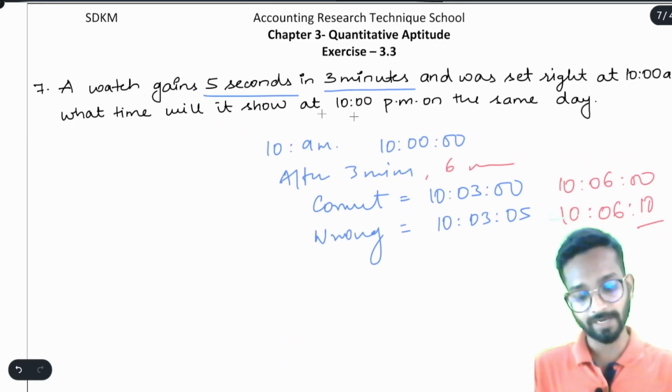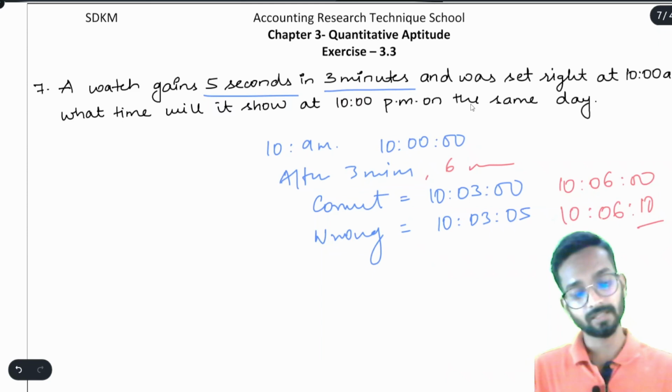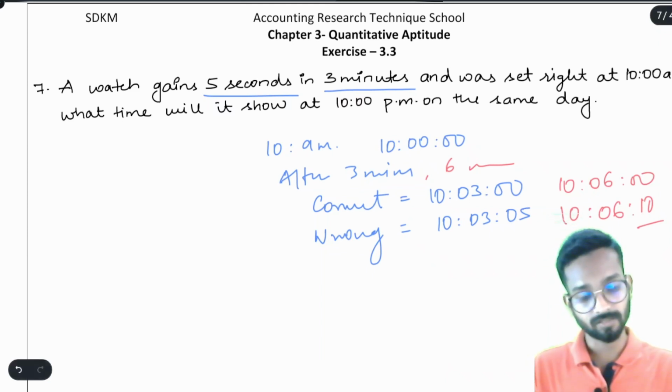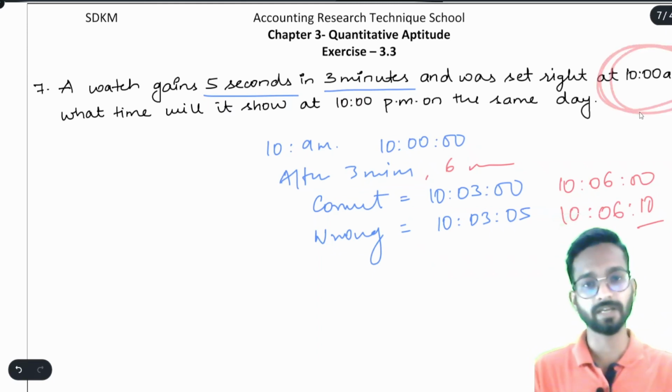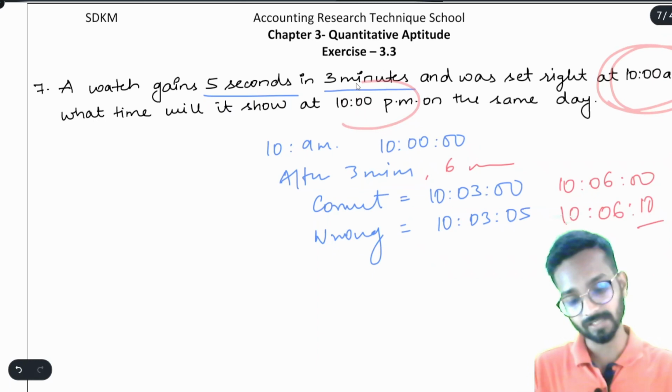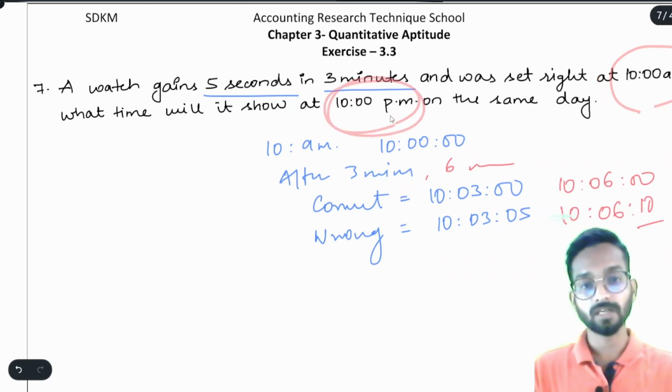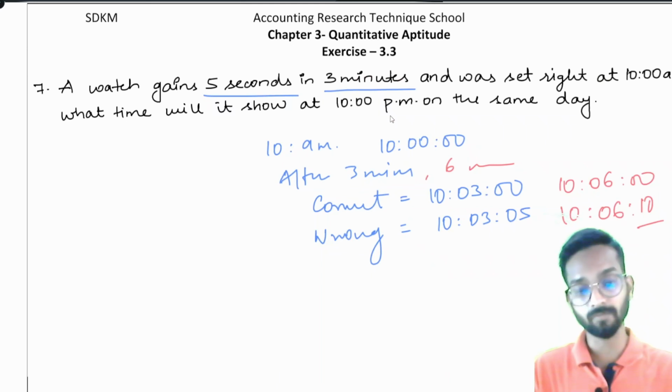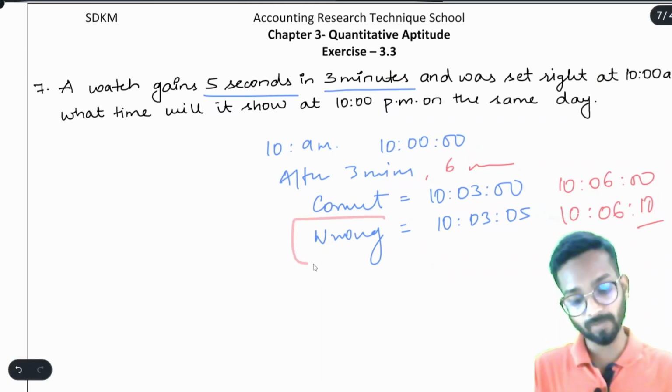What time will it show at 10 pm on the same day? They are saying that after 12 hours, see, it began at 10 am. They are saying after 12 hours, at 10 pm, 10 pm is the right time. They are asking at 10 pm, the right time, what is the time shown by your watch?